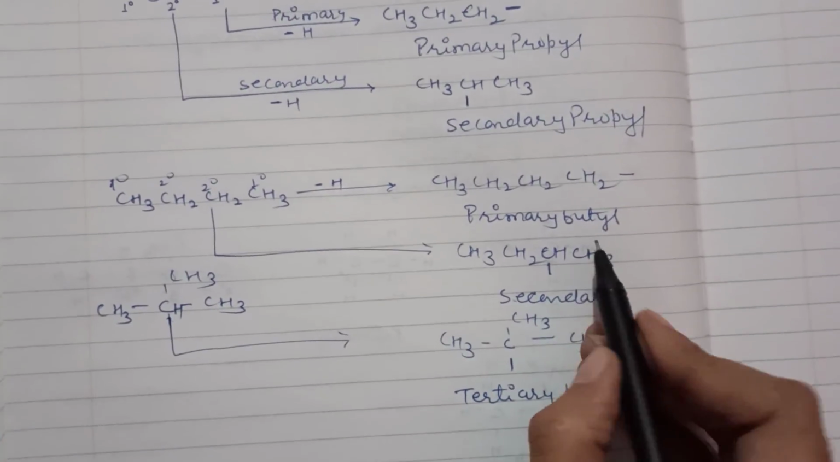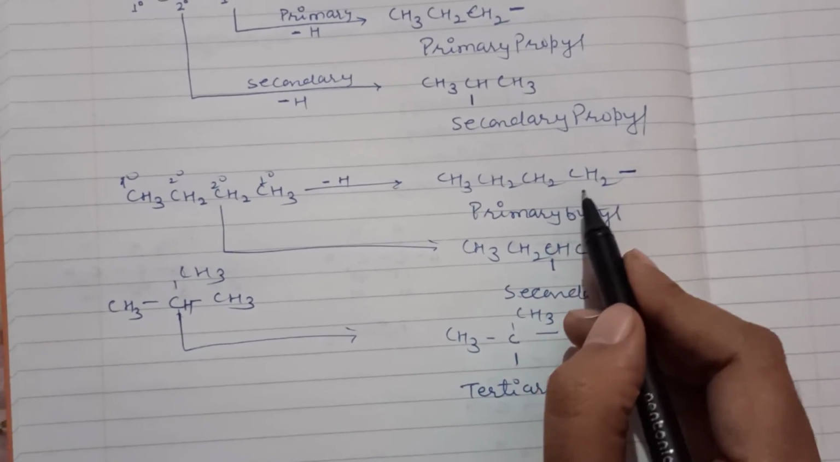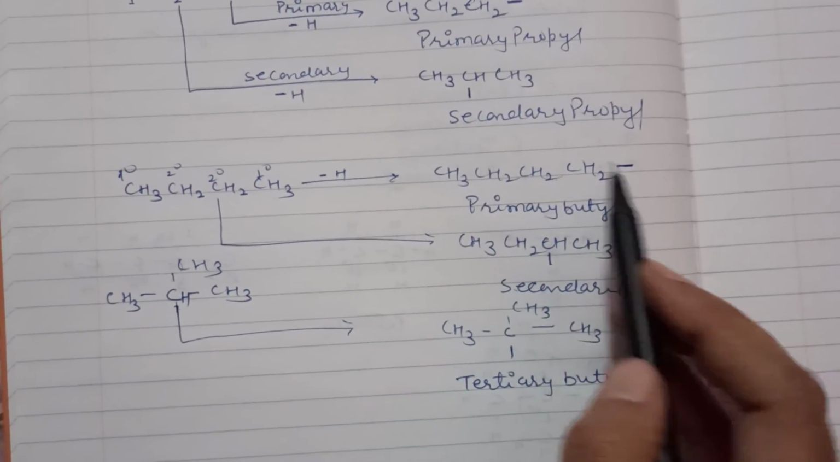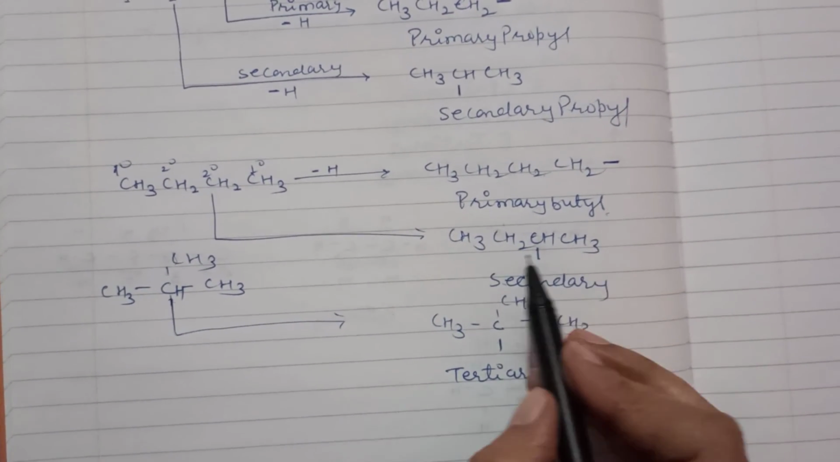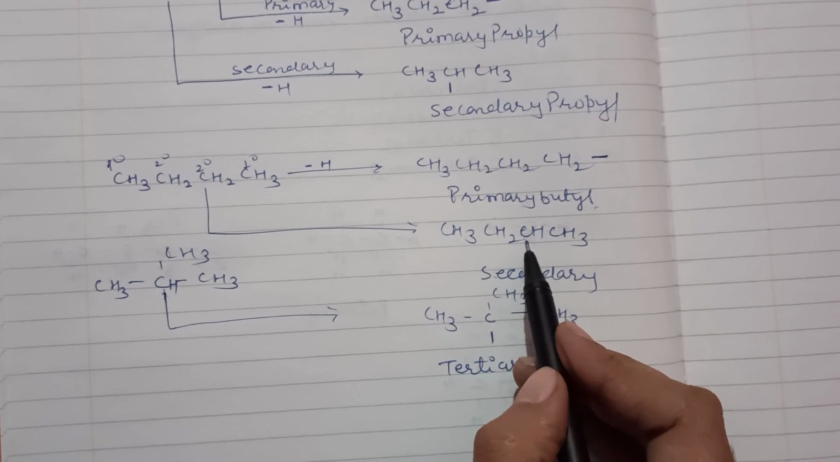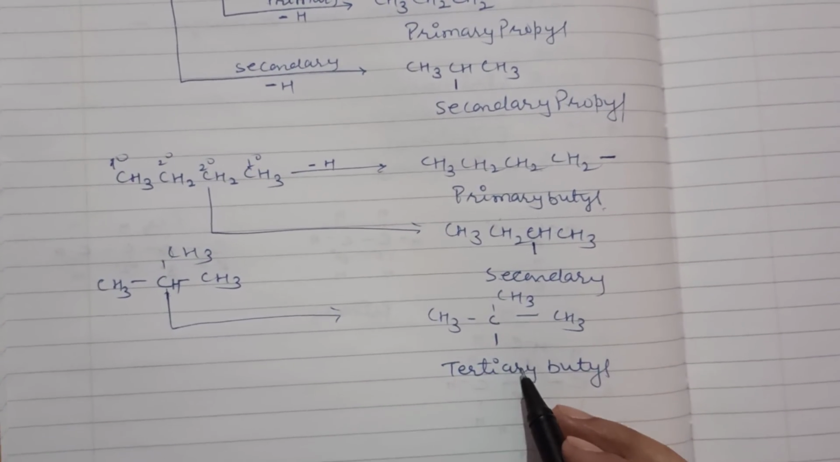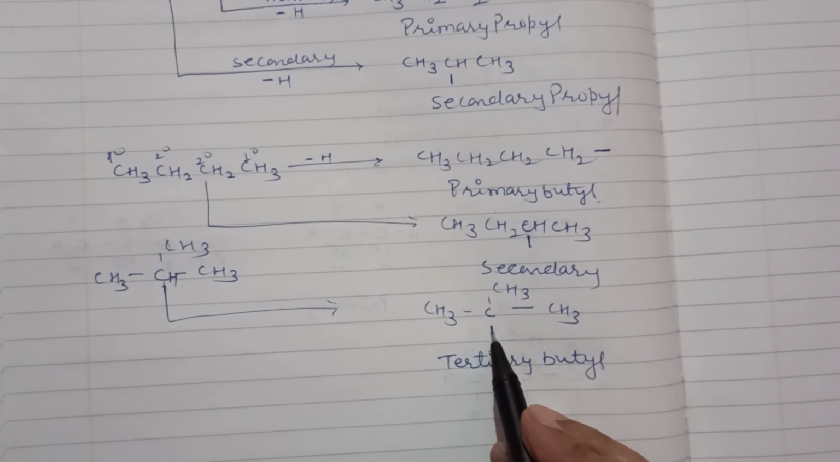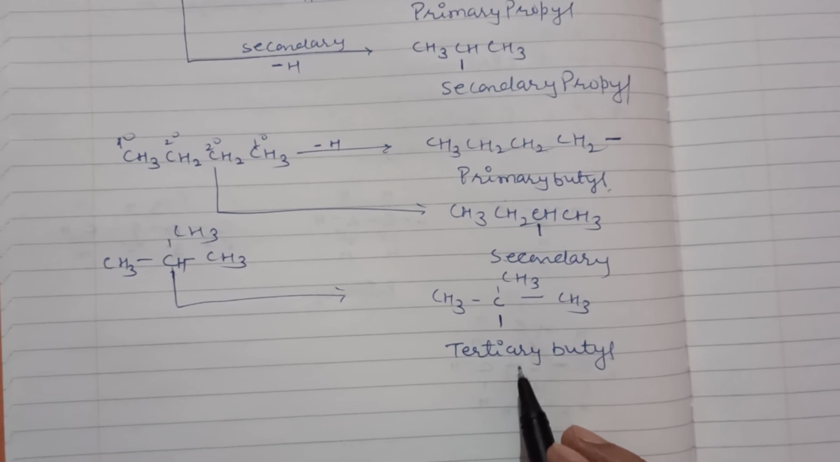With the parent chain, if the primary carbon atom of a butyl is attached, then you will name it primary butyl. If the secondary carbon atom is attached to the parent chain, then you will call this secondary butyl. If the tertiary carbon atom is attached to the parent chain, then you will call this tertiary butyl.